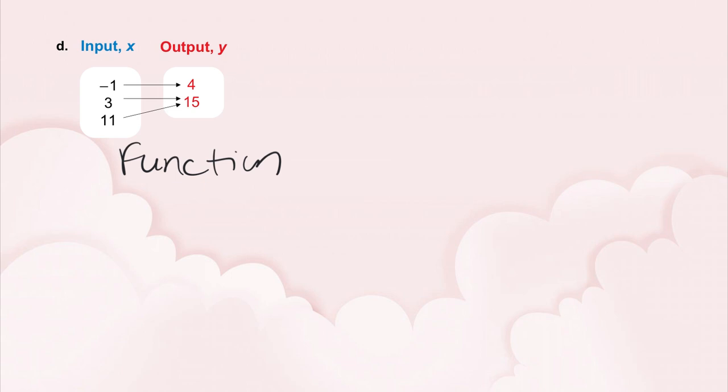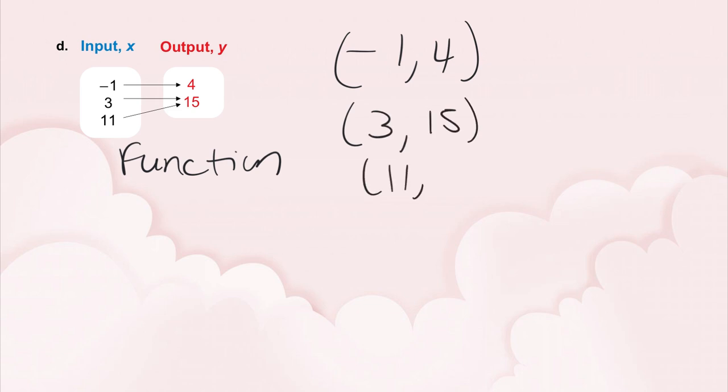The -1 here is -1 and 4, 3 and 15, and 11 and 15. Sometimes it will throw you off because you see these here are repeated, right? Well, not the 4, obviously, but the 15s are repeated, correct? But that's in my output. So my outputs can be repeated, but not my inputs, okay?